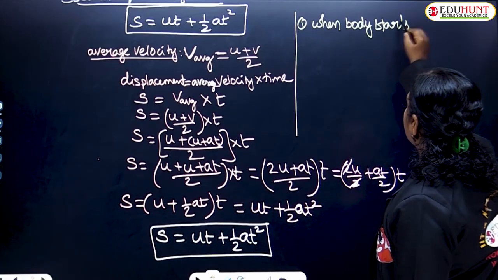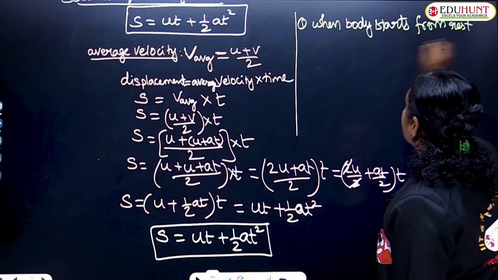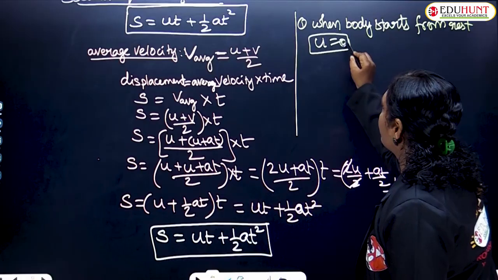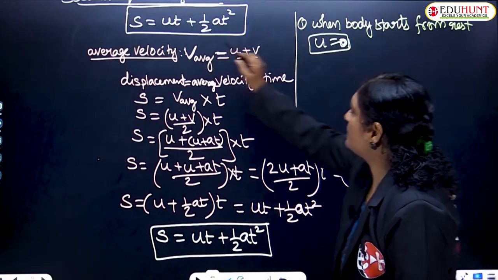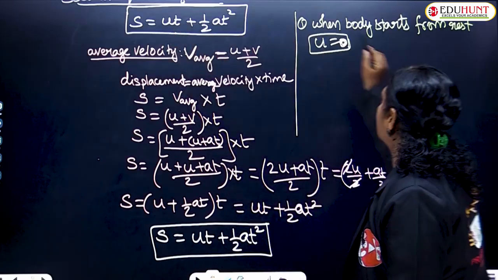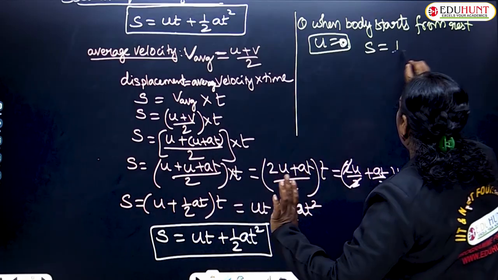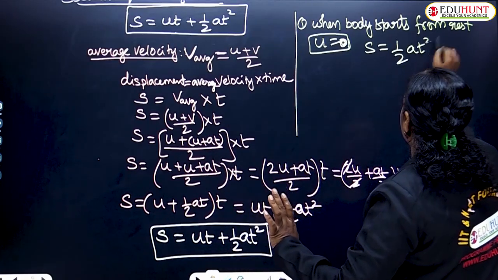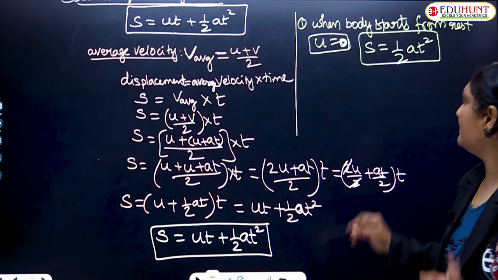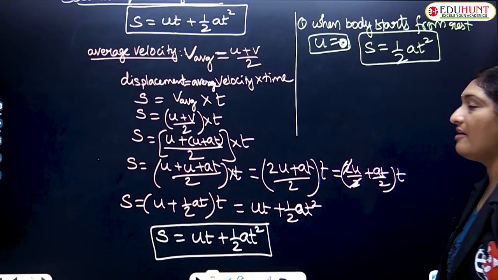Here also, suppose the body starts from rest. What is the condition, children? Whenever the body starts from rest, initial velocity u equals 0, and replacing u equals 0 in this equation, anything into t is 0, so s equals half at square. Whenever a body starts from rest, u equals 0 and s equals half at square.